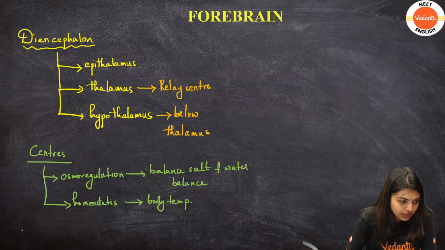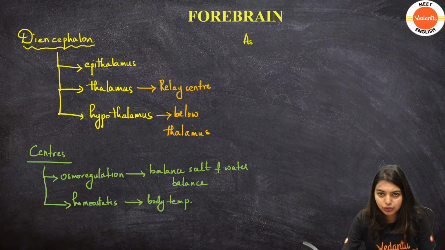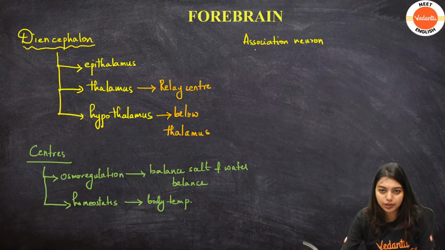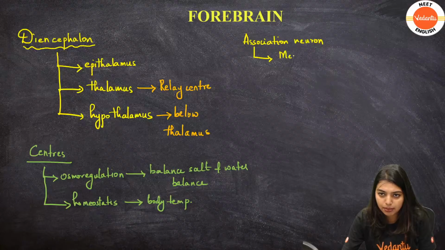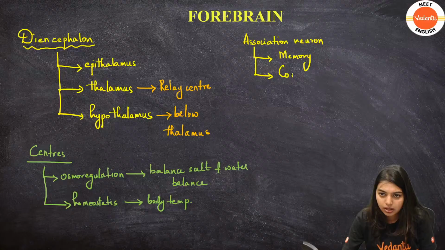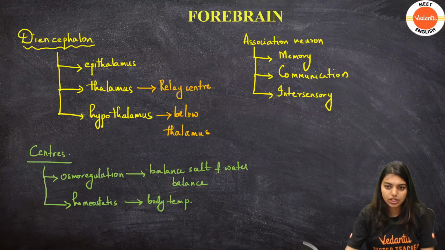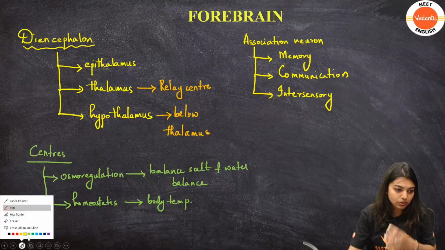Okay, once that is done, students, now I told you about association neuron, right? Association centers, or your association neurons, are not completely sensory and not completely motor. Now what are they good for? They are helping in memory, they are helping in intelligence, communication, and lastly, they are helping in intersensory association. So these three things are done by your association neuron.